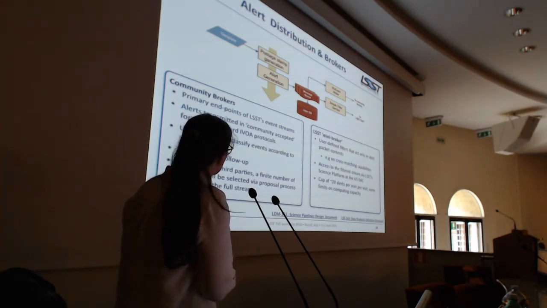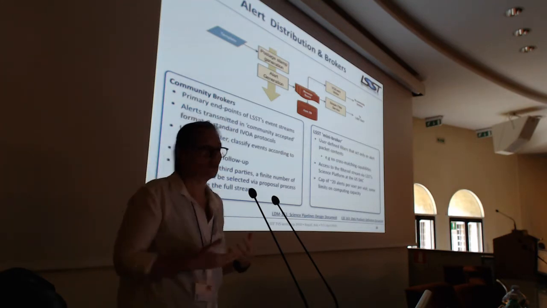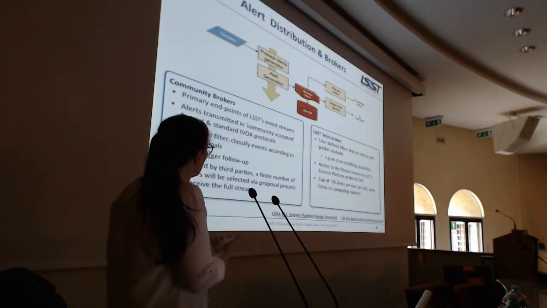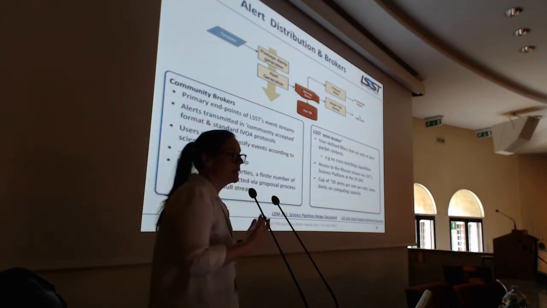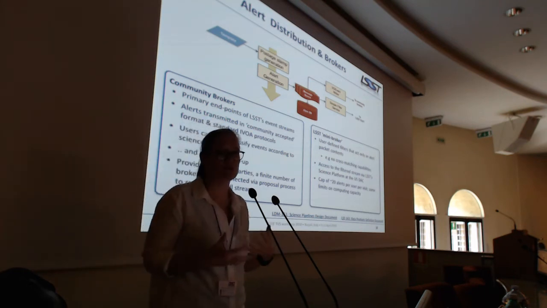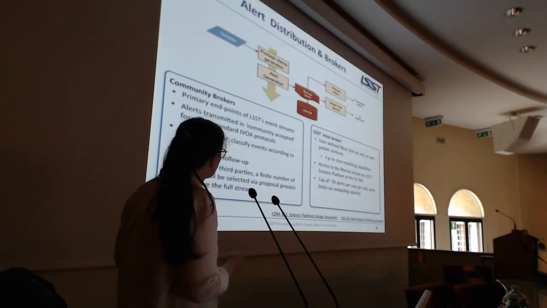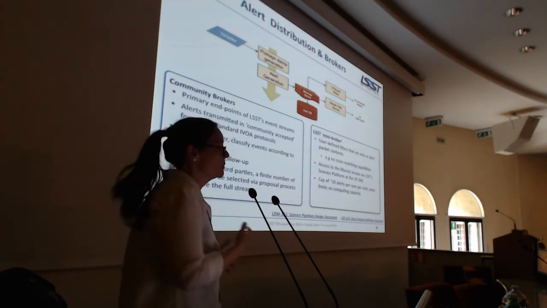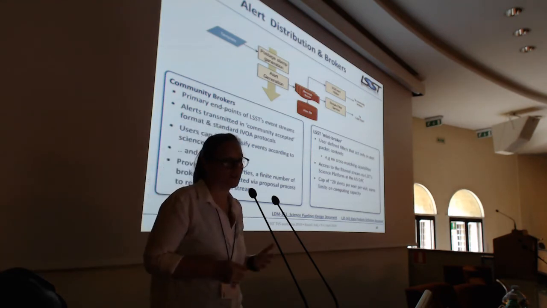The alerts will be transmitted in what I'm going to call a community accepted format and using IVOA protocols. Possibly this will be a VO event, but the VO event might evolve. But whatever the format is, it will be something that is known and accepted by the community. So users can then take these events, filter them, classify them, and use them to follow up on science. And of course, trigger follow-up observations as well with other telescopes.